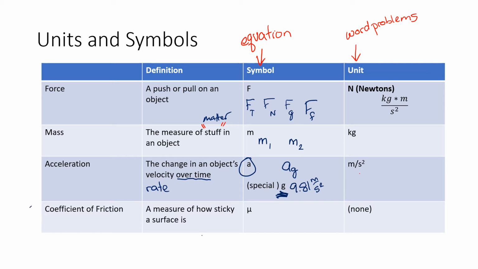Our new one here is the coefficient of friction. If you're in my regular on-level class, you don't need to worry about the coefficient of friction. This is more for honors physics, AP physics 1 and above. But it's a measure of how sticky a surface is. It has a Greek letter as its symbol, and the name of the Greek letter is mu. And it doesn't have a unit.